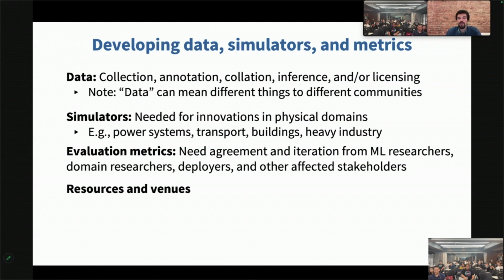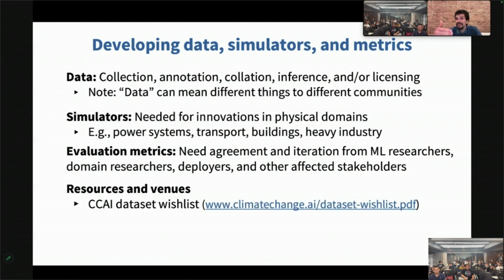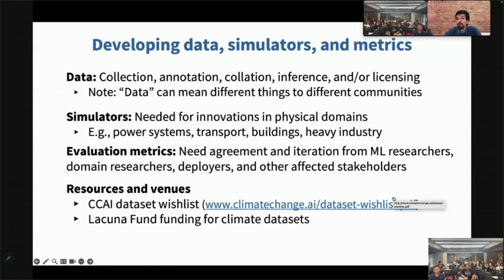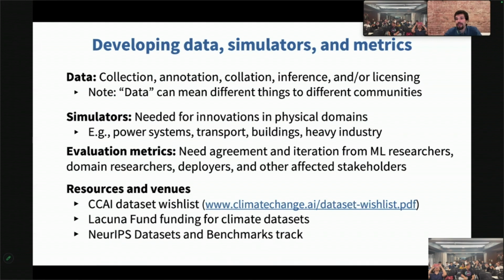A few resources I can point to here include, we have a dataset wish list at Climate Change AI. I'm going to talk more about Climate Change AI in a moment. It poses different kinds of data sets that can be useful to create. There are entities like the Lacuna Fund that can actually give you funding for creating data sets. We also offer funding at Climate Change AI for data sets, particularly in low and middle income contexts. And there is a publication venue specifically for creation of data sets at NeurIPS.